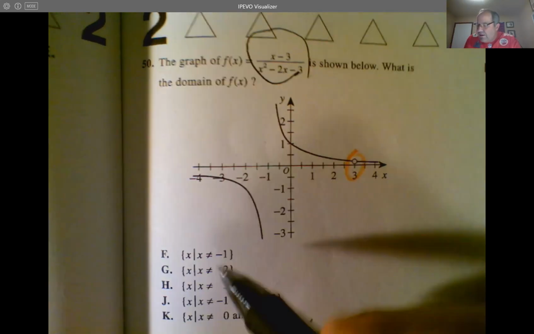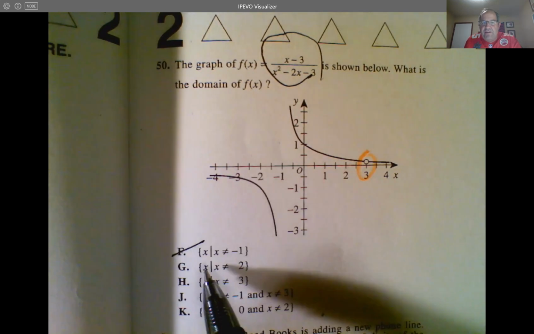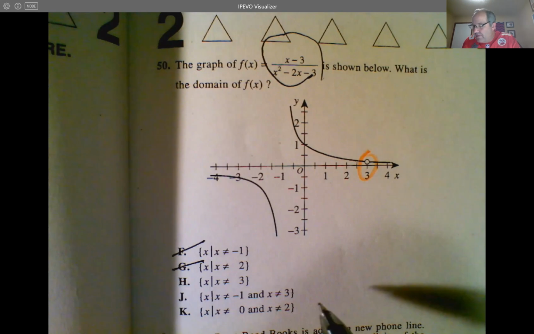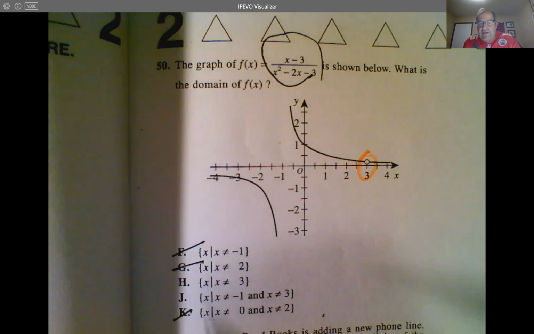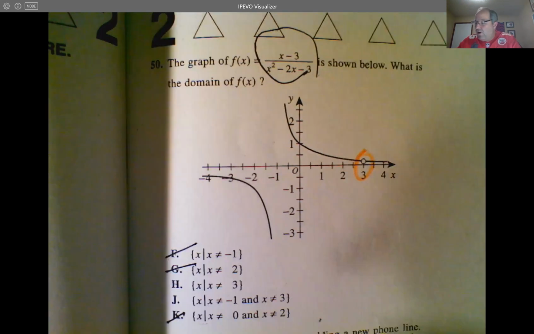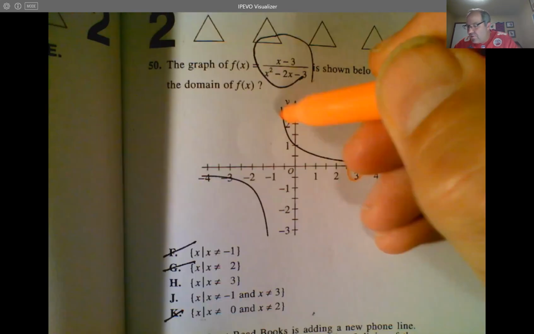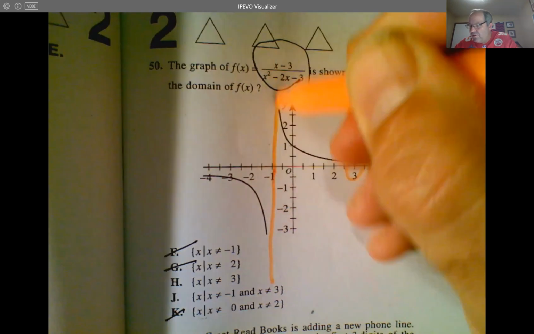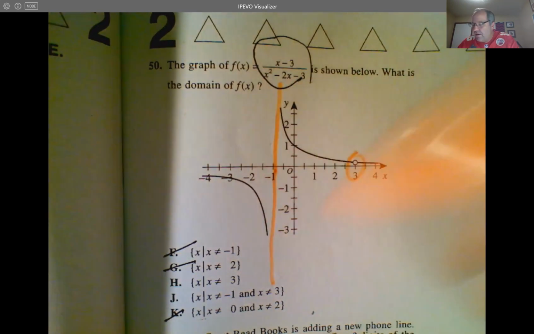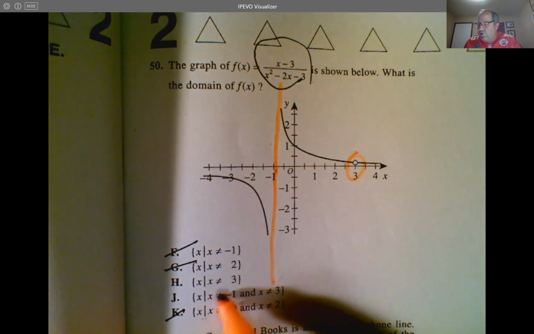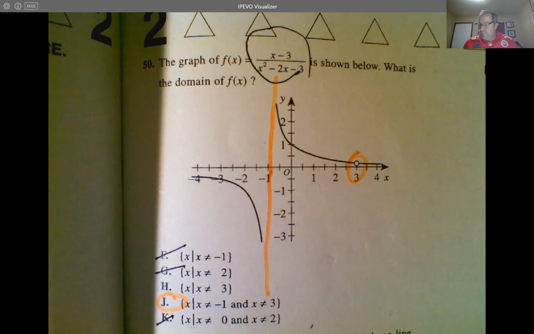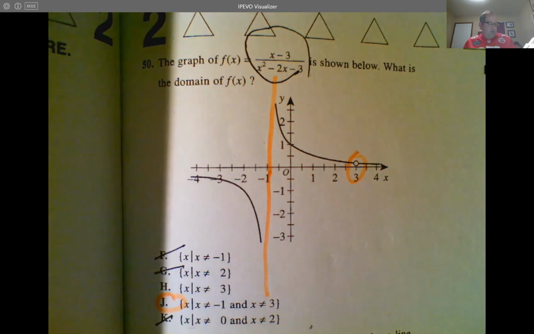So I'm going to eliminate F because it doesn't say that you can't use 3. I'm going to eliminate G, and I'm going to eliminate K because none of those say it can't be a 3. Now the -1, that was really good. See, you've got to recognize that there's a vertical asymptote here that this graph cannot cross. And if you look at the choices, you know there's another one there, so it's got to be letter J. Got to be that one.